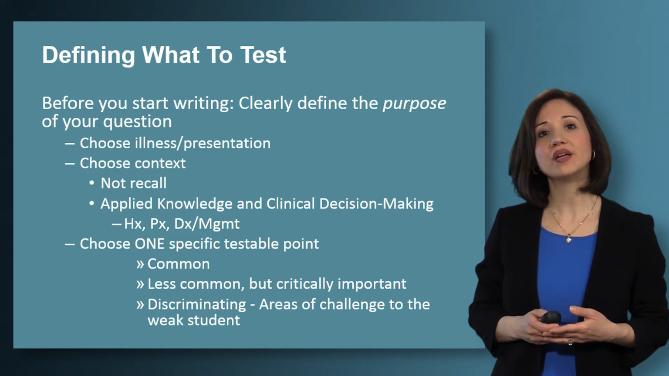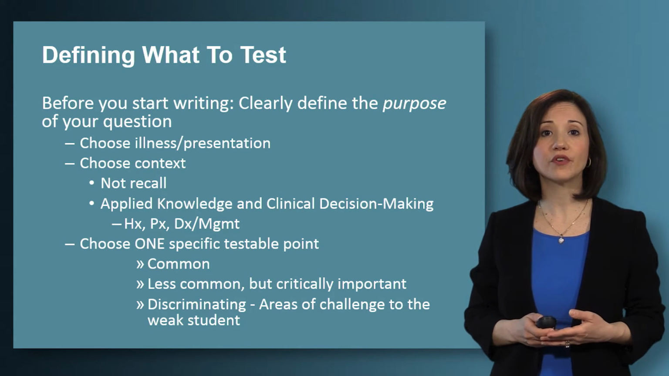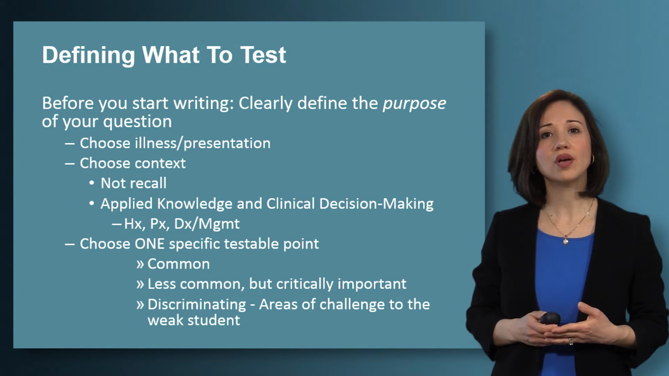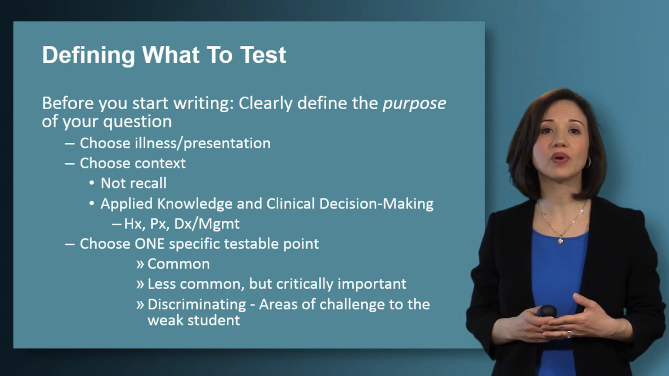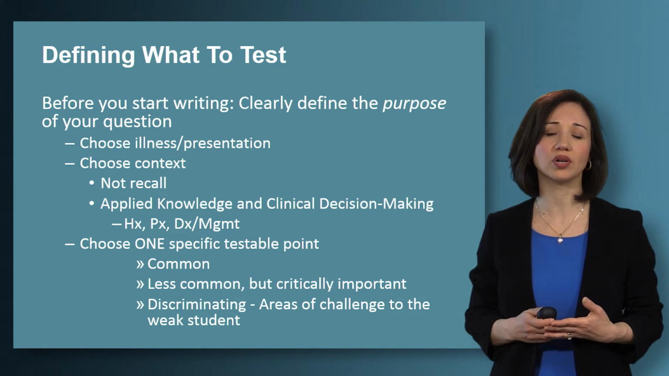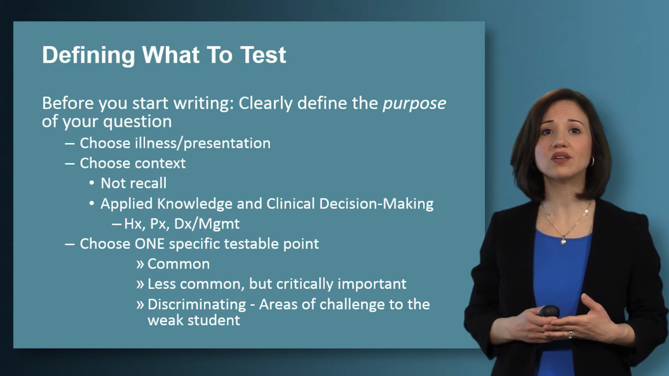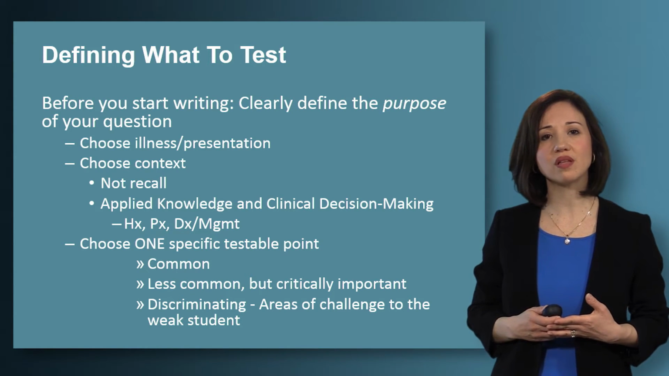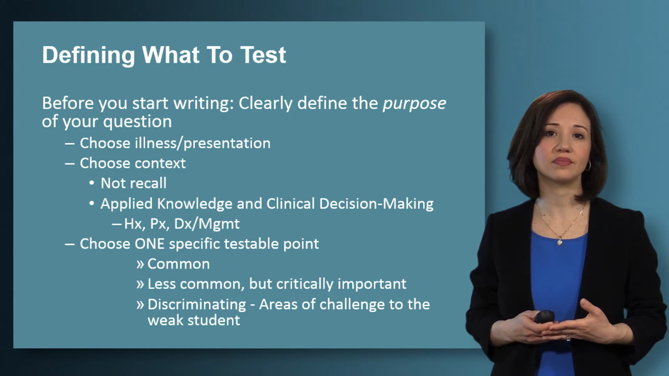A preliminary step in writing an effective multiple choice question is defining exactly what it is you want to ask about. You want to first, of course, choose the illness or the presentation that's of interest, but you don't want to stop there. You actually want to ask yourself, what is it specifically about this illness that I want to test? Remember, as much as possible, not to write questions that are purely of a factual nature. We're not trying to test a student's ability to memorize. We want to know if they can actually take the knowledge they have and apply it at the bedside. And so it's best to write questions that focus on things like history taking, physical examination, diagnosis, or management.